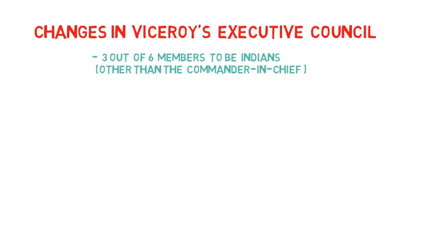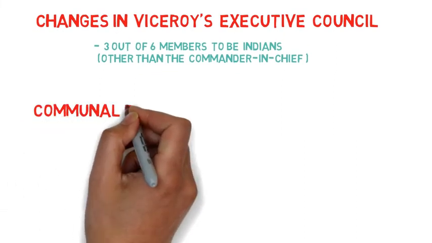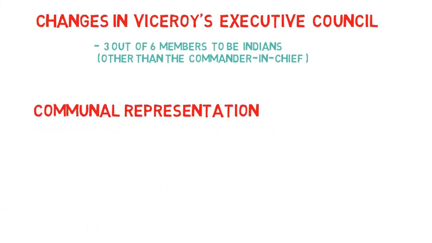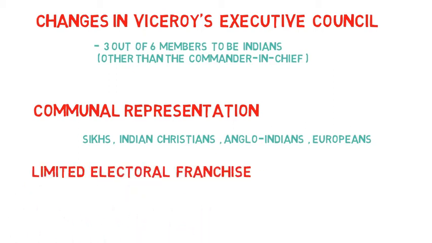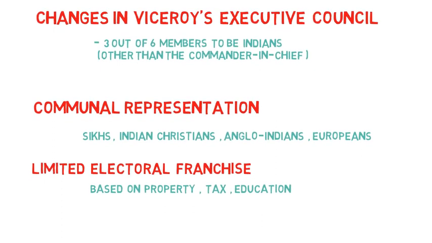Now, 3 out of 6 members, other than the Commander-in-Chief, were to be Indian. The Act extended the principle of communal representation by providing separate electorates for Sikhs, Indian Christians, Anglo-Indians, and Europeans. Even though the majority of members were directly elected, the electoral franchise was limited to few groups of people based on property, tax, or education.